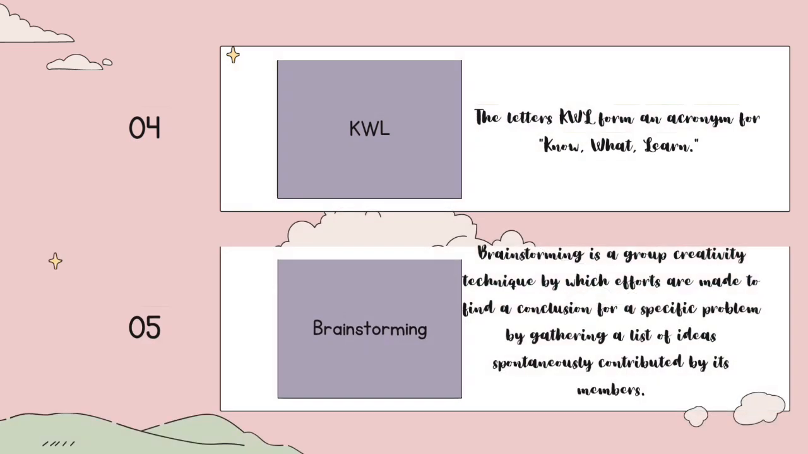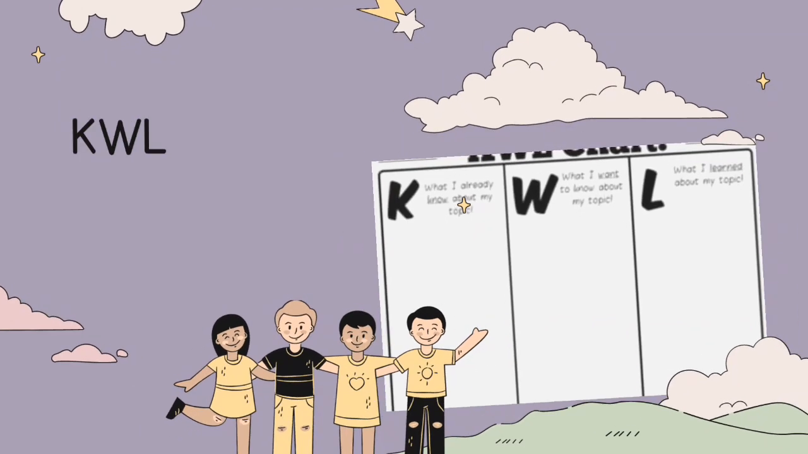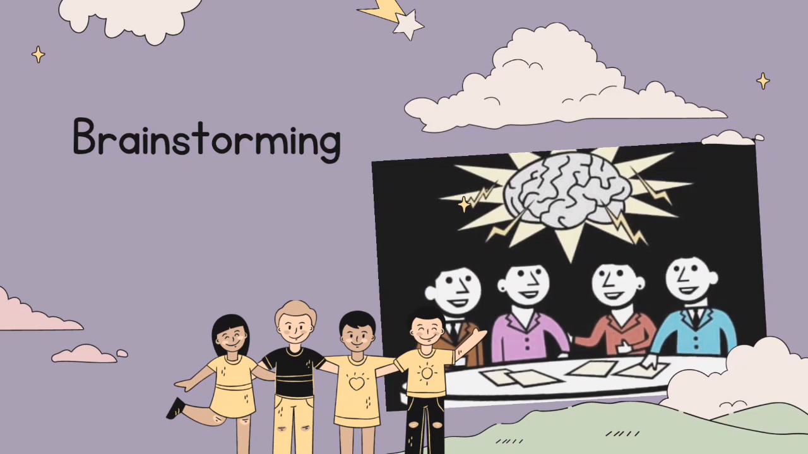Now let's proceed. We have the letters KWL, which form an acronym for Know, What, Learn. And aside from that, we also have brainstorming, a group creativity technique by which efforts are made to find a conclusion for a specific problem by gathering a list of ideas spontaneously contributed by its members. The following are examples of KWL and also brainstorming.